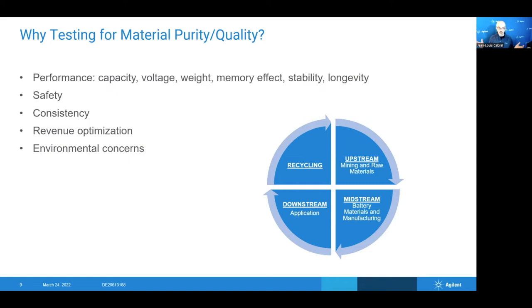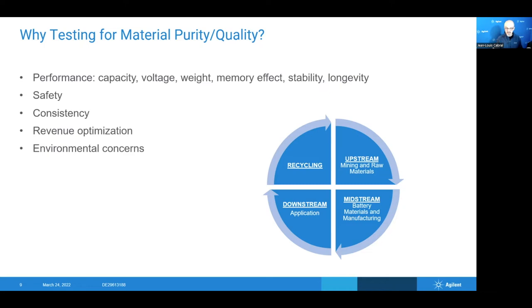Again, the question goes back to why test for material purity and quality. All this is very simple. You need to ensure that what's coming in is of the best quality to ensure performance. You can talk about capacity, voltage, the weight of your battery, which is also impacted by quality of materials, any sort of memory effect, stability, and longevity. But more and more we see companies now really focusing on how they can ensure that the batteries are safe. There's no overheating or burning resulting from heating up. So this is actually part of that process.